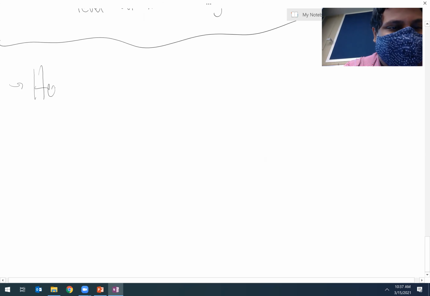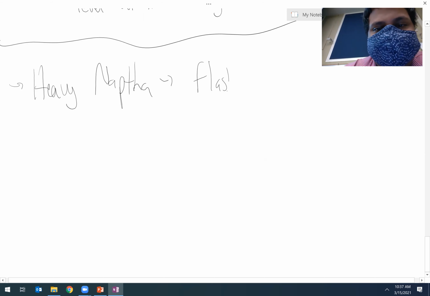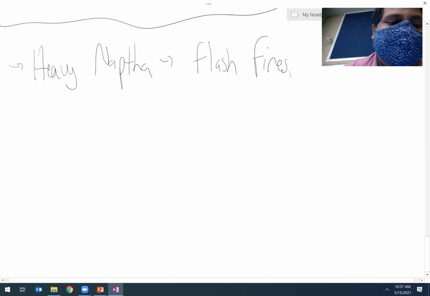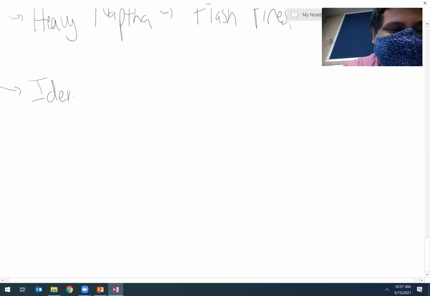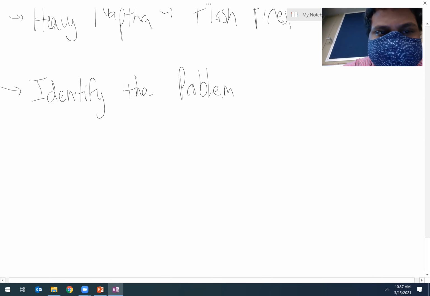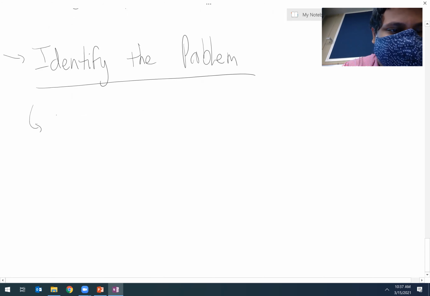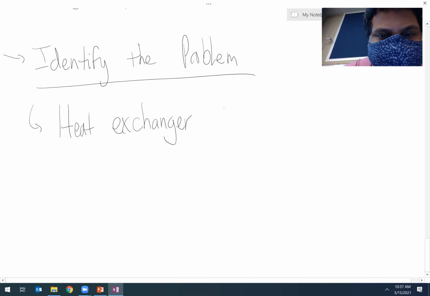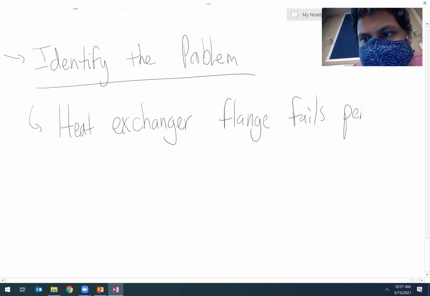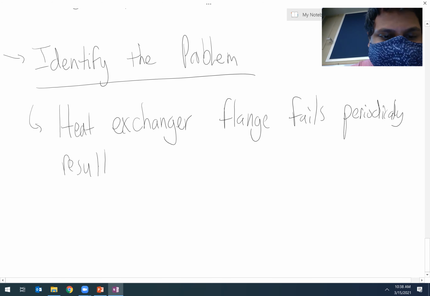So this is the heavy naphtha production and flash fires. I'll identify the problem, which is the heat exchanger flange fails periodically, resulting in hydrogen fires.